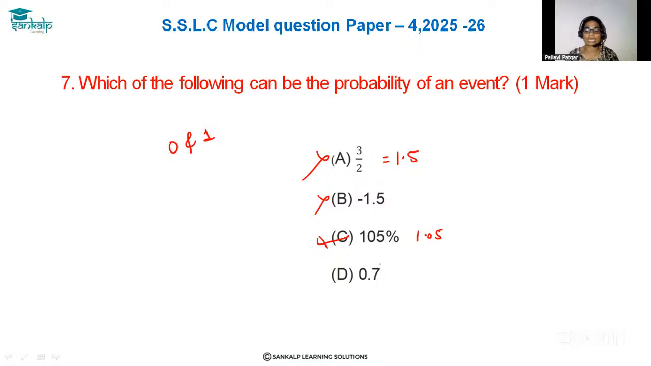Okay, so which is the correct option here? In the following question, the probability of an event is D, 0.7.